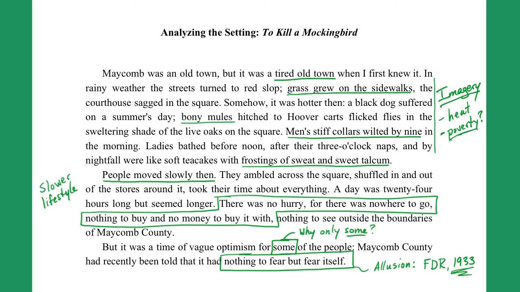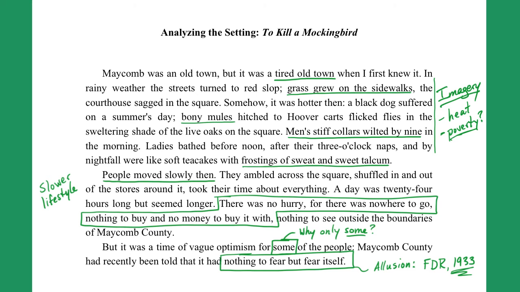The third paragraph says, but it was a time of vague optimism for some of the people. Well, why only some of the people? That's something we find out later. Of course, she's talking about African Americans, who probably don't have any vague optimism. But the next sentence is actually pretty key to understanding when we are. Macomb County had recently been told that it had nothing to fear but fear itself.